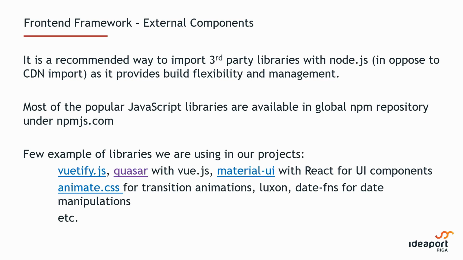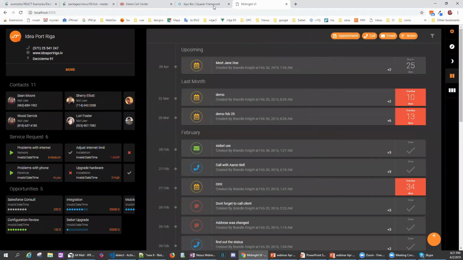And we also have stated a couple of the libraries that we are currently using in our projects. If we use a Vue.js framework, it's Vue-defined Quasar for UI components. It's Material UI if we're using React. We also use animations for transitions, Animate CSS, and some date libraries. I'll try to show you, for example, the Quasar library.